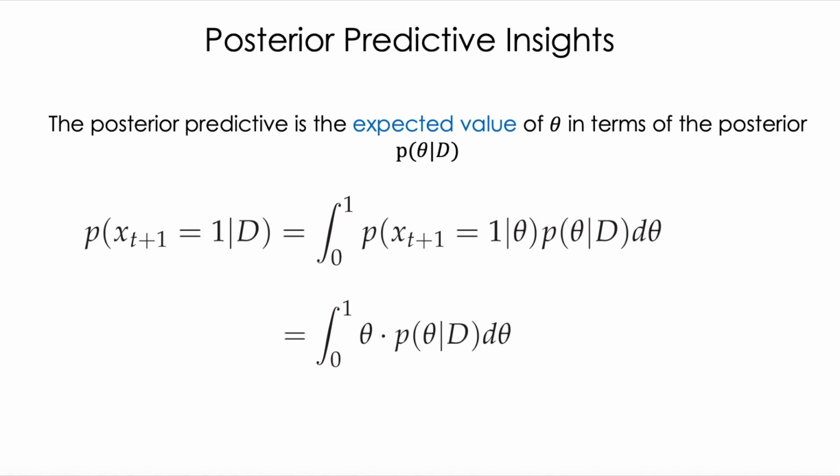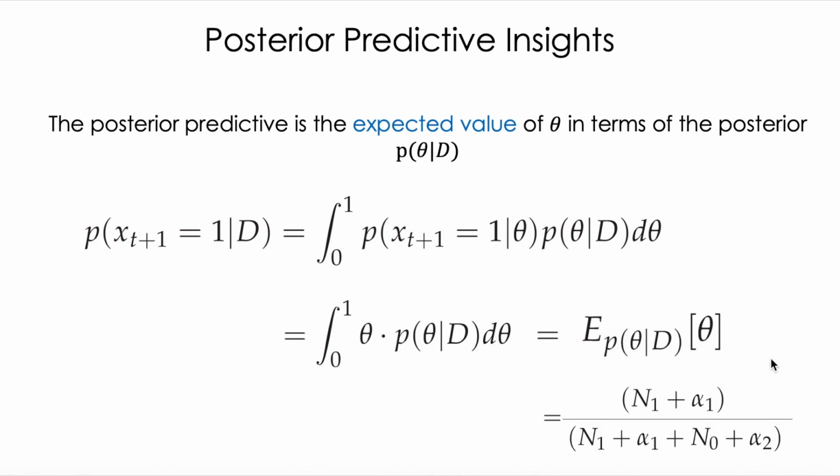Also, I wanted to mention that the posterior predictive can be seen as an expectation because it's exactly the expected value of theta in terms of the posterior distribution. Look at this equation here. What I'm saying is that this is exactly the expectation of theta in terms of this distribution. And remember that in this case, it's going to be the first parameter of our posterior divided by the sum of both. So why is this?